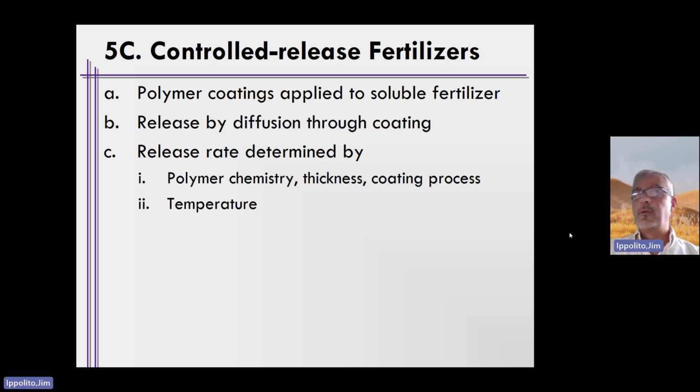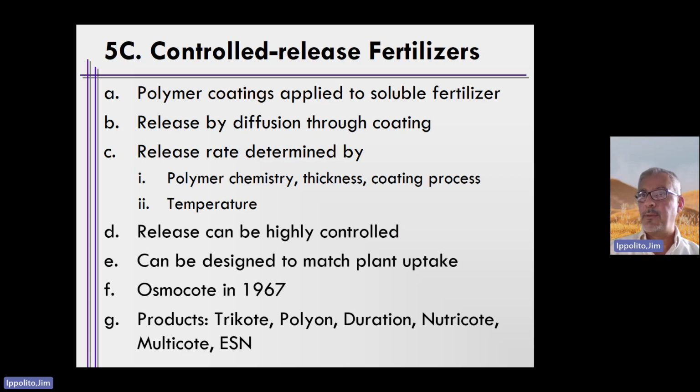So let me share with you some of this because you probably have seen these products. Let me finish this slide first. So the release can be highly controlled using these products, and they can be designed to match plant uptake. The classic example of a control release fertilizer is Osmocote. It's been around as long as I have been around on the face of the planet. Began in 1967. There's other products that you can buy that are control release fertilizers as well.